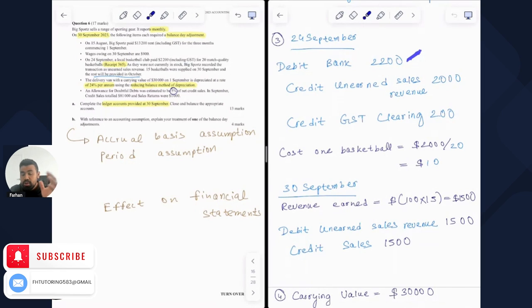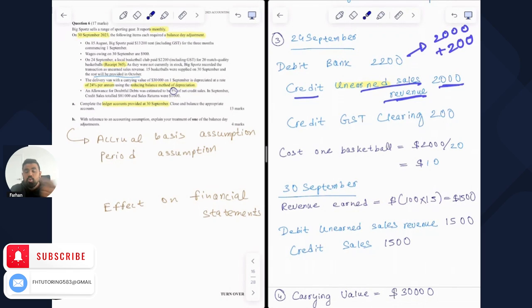So when we want to record the journal entry on 24th September, we cannot record this as sales revenue. We have to record this as unearned sales revenue, which is a current liability. Okay, so you credit unearned sales revenue. All right, and we are doing that by 2,000 because $2,200 includes the GST as well, which means the original price would have been 2,000 and the GST being 10% would be 200.